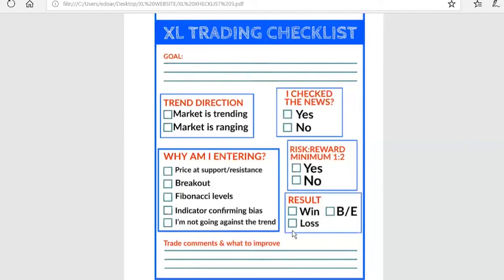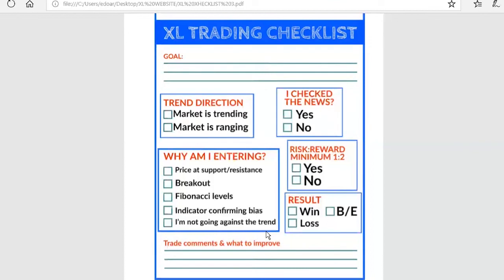If you have a loss, then you will put why you think you lost. Maybe you didn't check the news and the technical analysis was perfect, but there was a news that made your trade go to stop loss. Or maybe everything was fine, but you were going against the trend. So for that reason, the trade didn't go in the right direction, which you wanted.